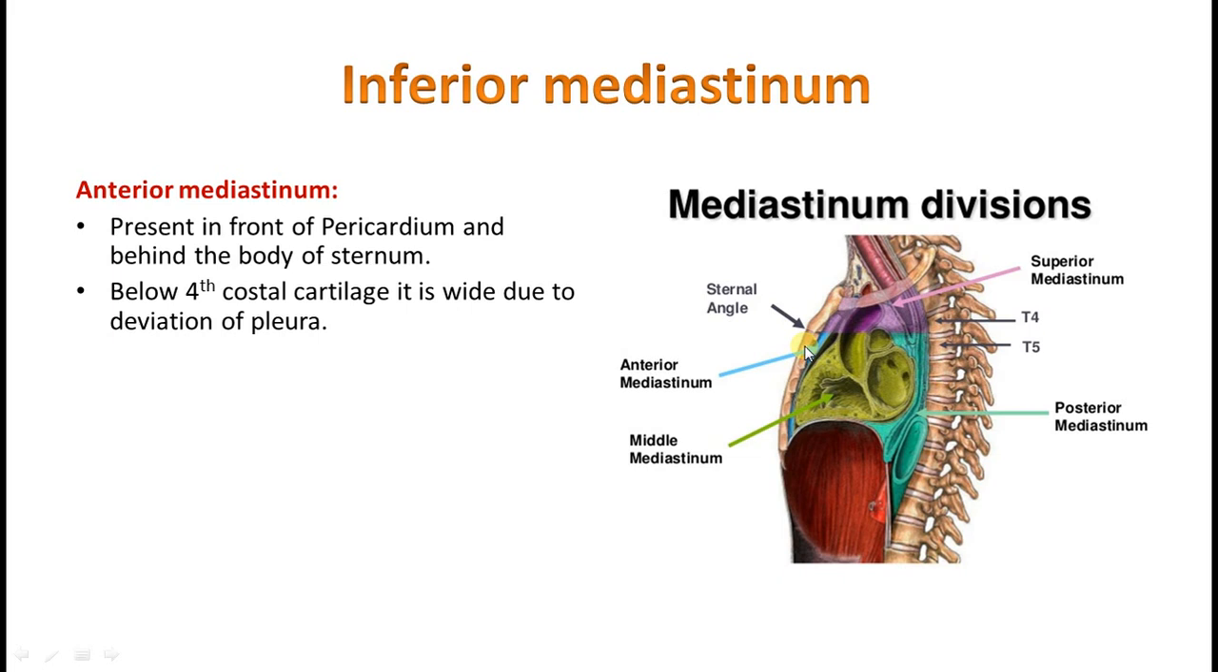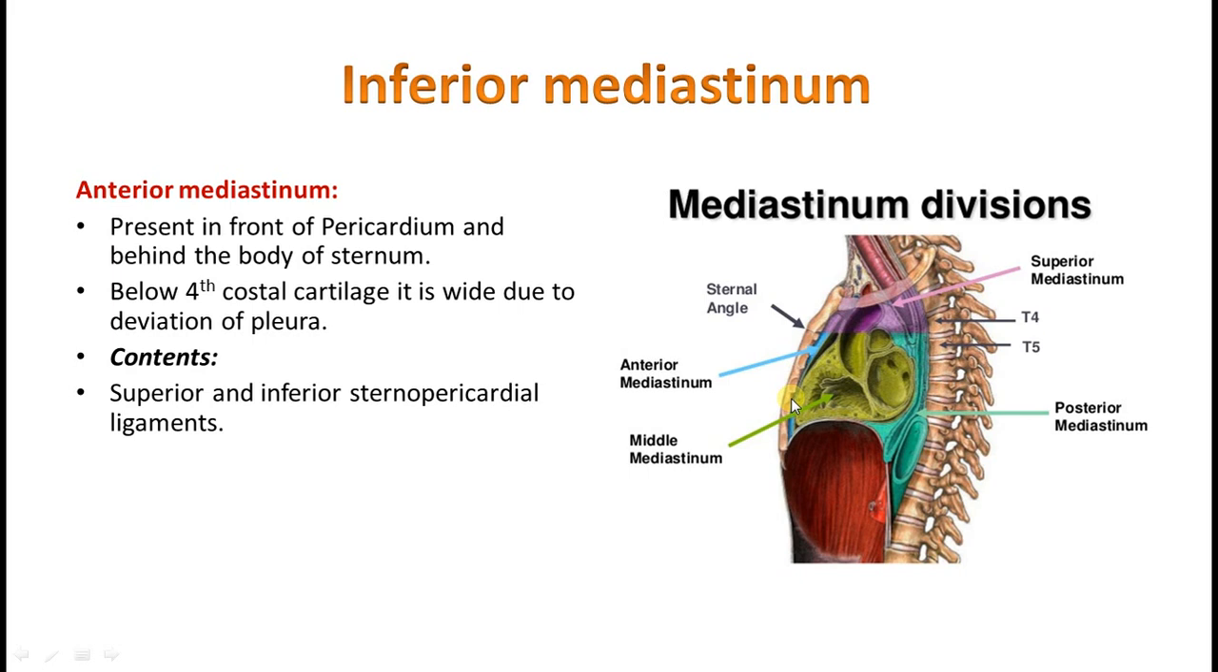Okay, so there it is very narrow, and slowly as you come below the fourth costal cartilage, the anterior mediastinum becomes wide due to the deviation of the pleura, especially the left lung pleura, which deviates to form the cardiac notch. Mainly it is not going to have any important structures. It contains the superior and inferior sternopericardial ligaments, which attach from the pericardium to your sternum. So mainly you will have that.